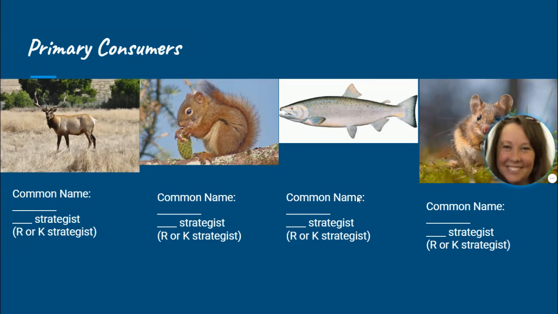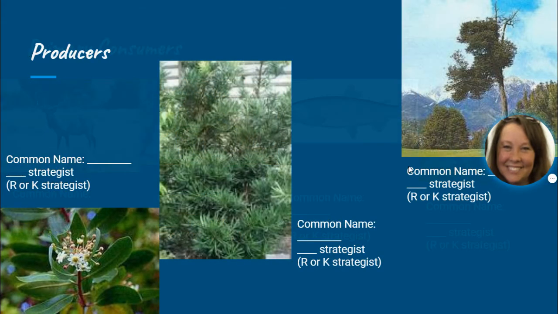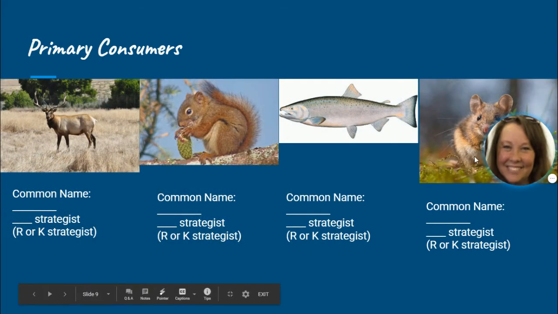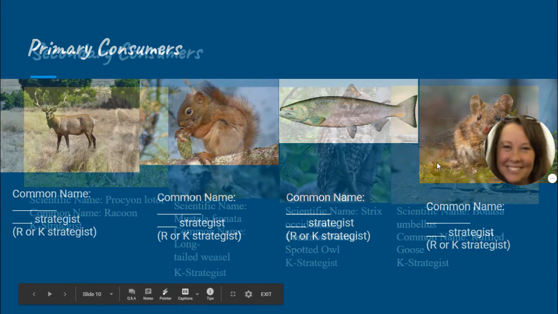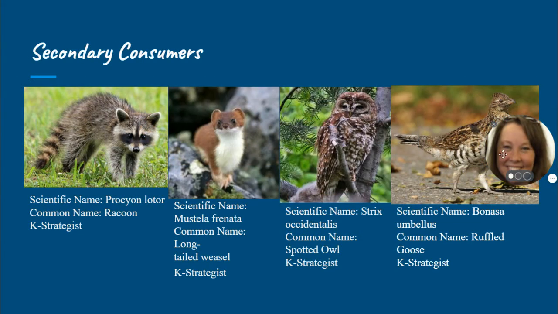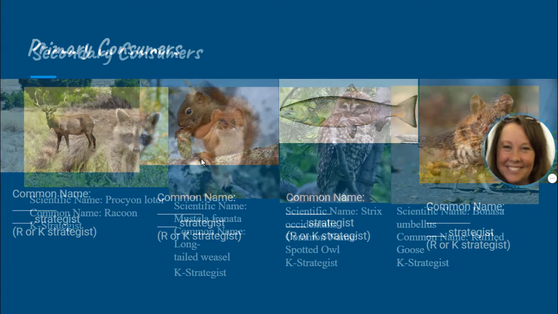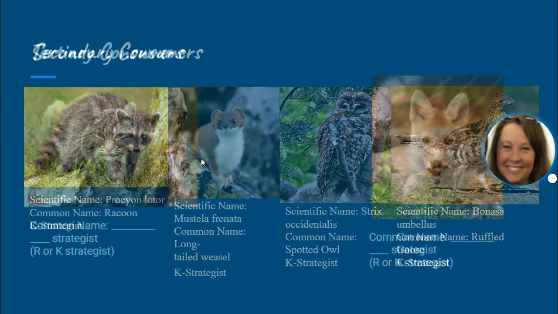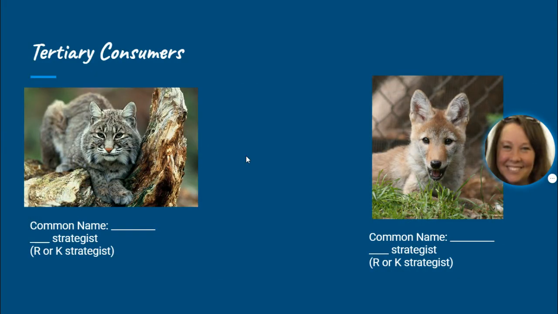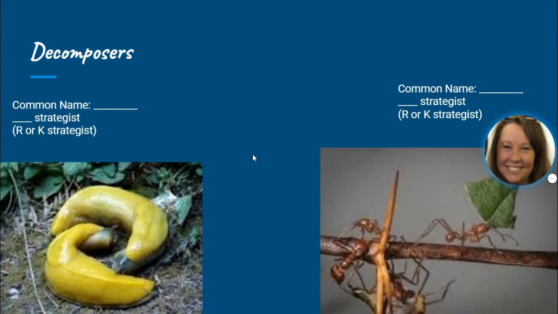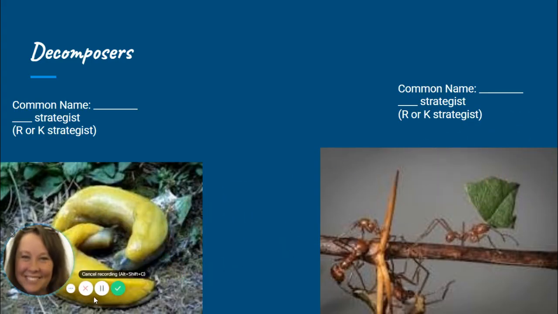And then primary consumers will be similar. So for producers, you have 3, primary consumers, at least 4 of those. Secondary, at least 4 of those. I didn't change that, but I should have. And then tertiary, at least 2 of those. And then decomposers, at least 2 of those as well.